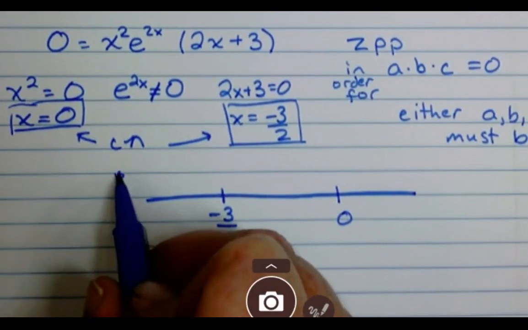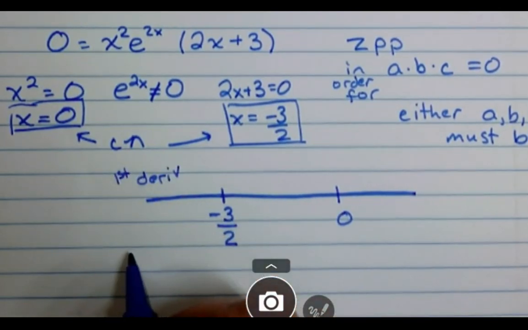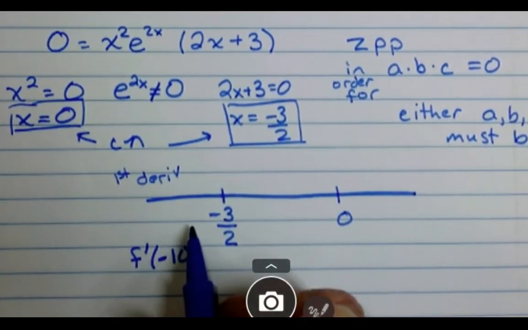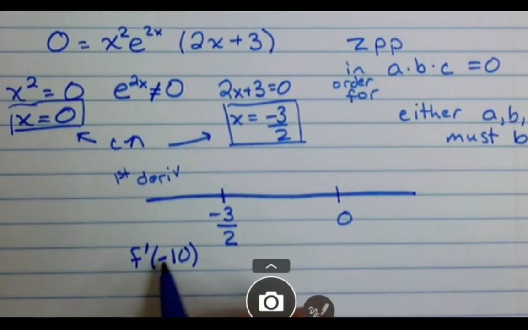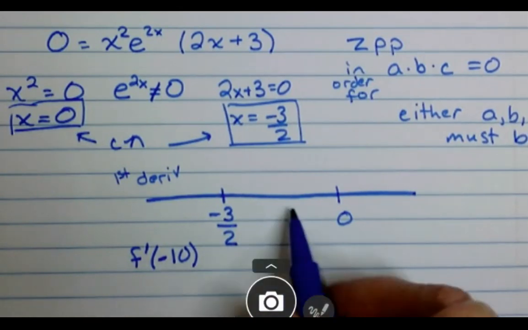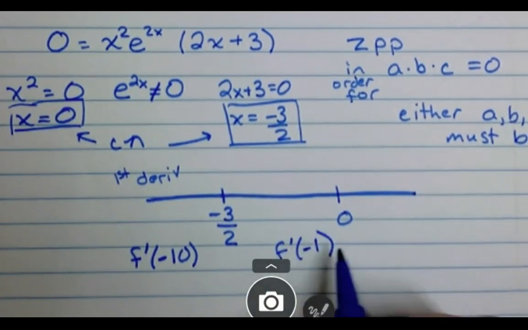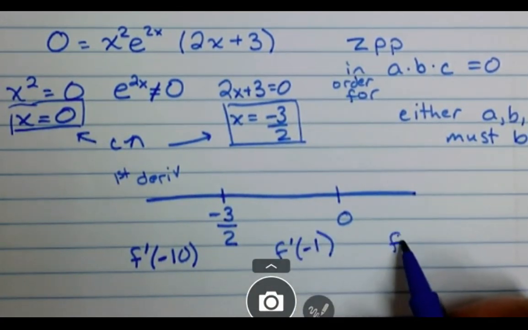And this is the first derivative test. And I need a test number here. So I'm going to do f prime. You know I love to use like negative 10. You could use negative 2 here. I just want to use a number that's really easy. And here I'm going to use negative 1. And here I will use 1.